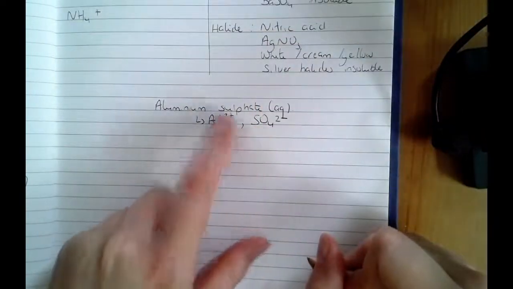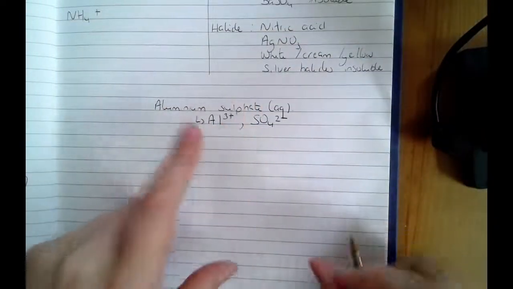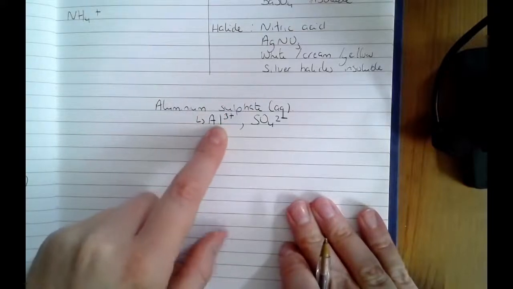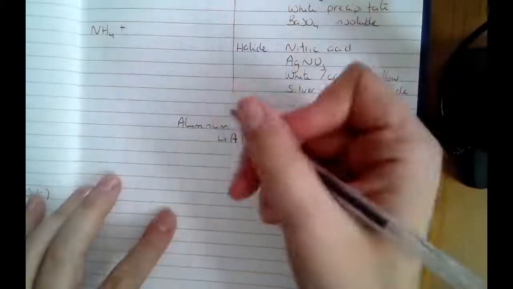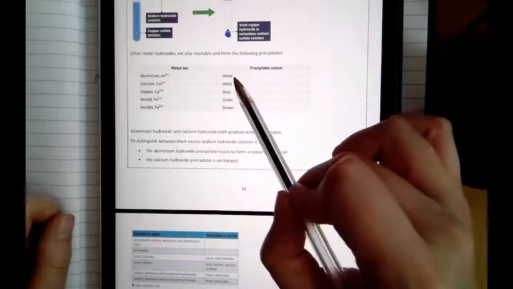Okay, so they're the 2 ions you've got present in aluminium sulfate. And the first thing you're going to need to do is prove that you've got the aluminium ion. So we said if you're testing for positive ions and it's in solution, you're going to be adding NaOH. So I'm going to be adding NaOH, and what I'm going to see, if I consult my table, for an aluminium ion, when I add NaOH, I should see a white precipitate.